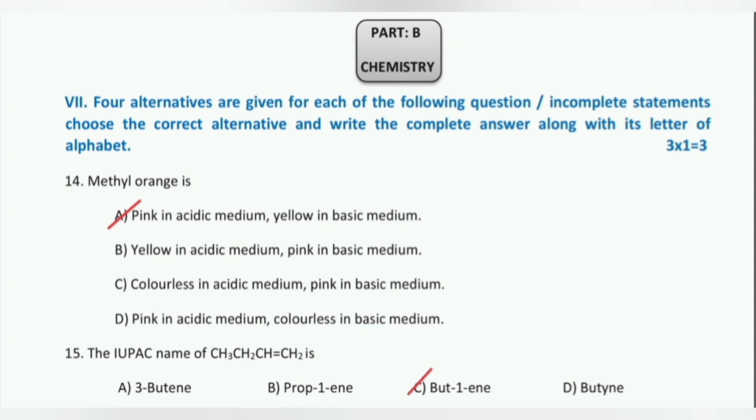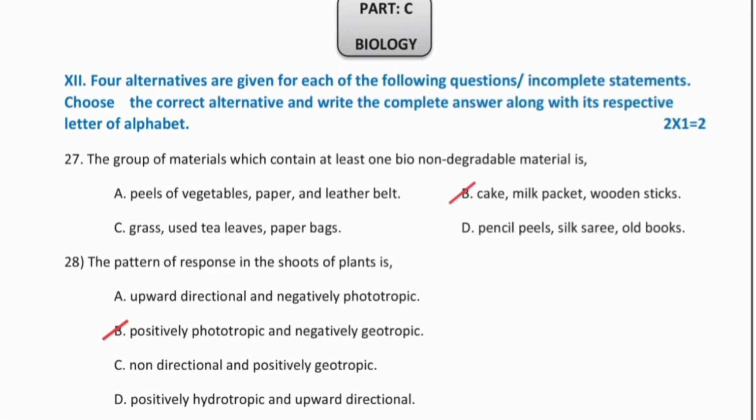Number of carbon atoms is 4 and we can see there is a double bond, hence the carbon compound name is butene. Now moving to part C, biology multiple choice questions.